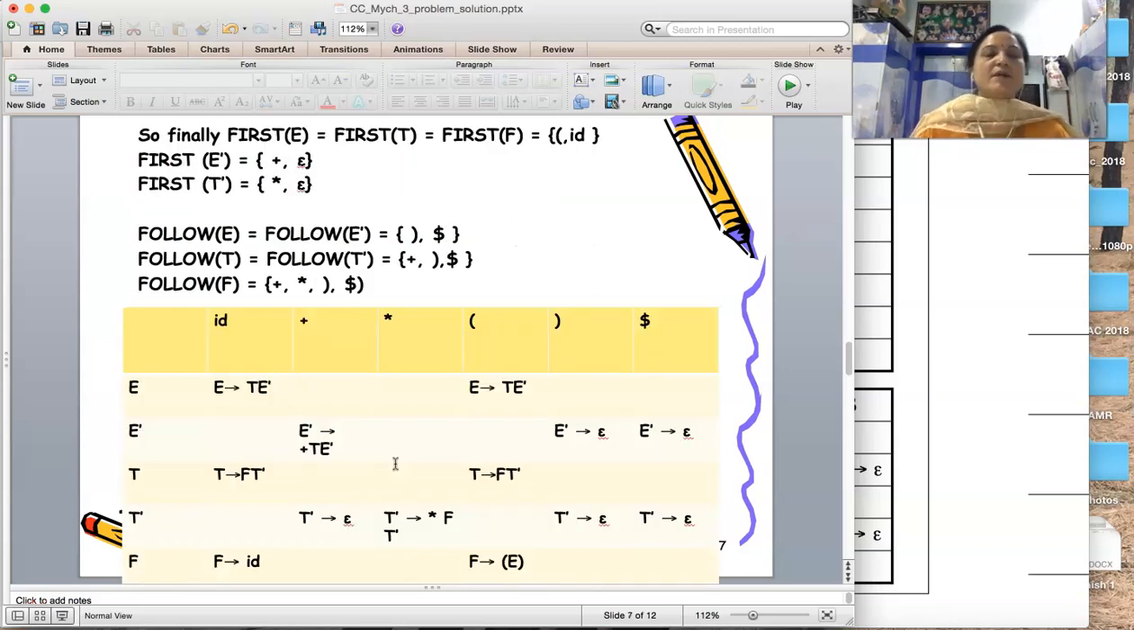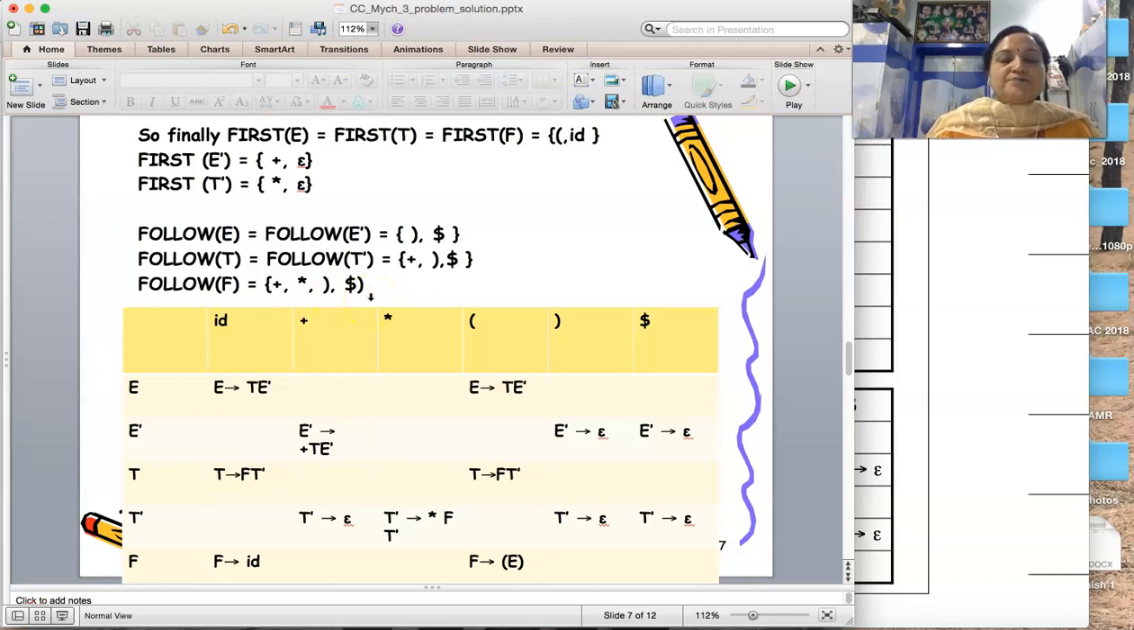Now this is the summary of first and follow values. First of E equals first of T equals first of F, which equals opening bracket comma ID. First of E dash equals plus comma epsilon. First of T dash equals star comma epsilon. And then follow of E and follow of E dash are the same, that is closing bracket, dollar. Follow of T and follow of T dash are the same, plus, closing bracket, dollar, and follow of F is plus, closing bracket, star and dollar.